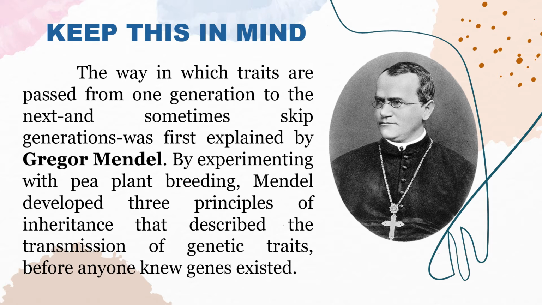The way in which traits are passed from one generation to the next, and sometimes skip generations, was first explained by Gregor Mendel. By experimenting with pea plant breeding, Mendel developed 3 principles of inheritance that describe the transmission of genetic traits before anyone knew genes existed.